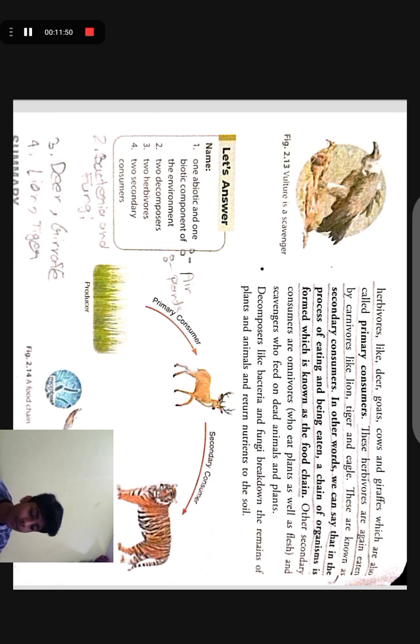Scavengers are those which decompose material, for example, an eagle eaten by microbes. Microbes, we can say, microbes also. Okay, next, summary. Let's come to the summary.